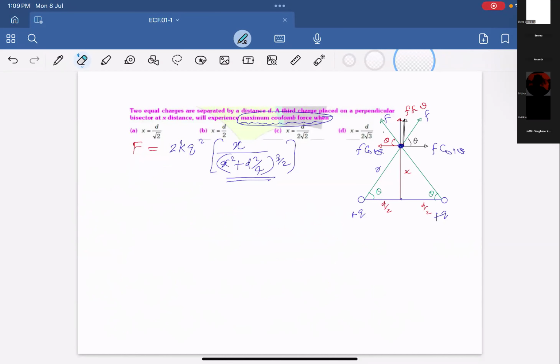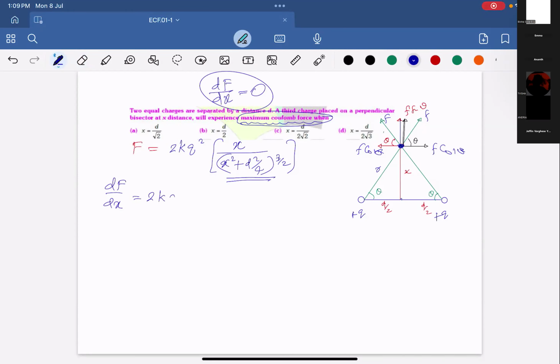In the first part of this question, we found the force as 2kq square into x by x square plus d square by 4 the whole raised to 3 by 2. Now what I want is for this force to be maximum. What is the condition for force to be maximum? For something to be maximum or minimum, the first derivative should be 0. Differentiation should be 0. So I'm finding dF by dx here.